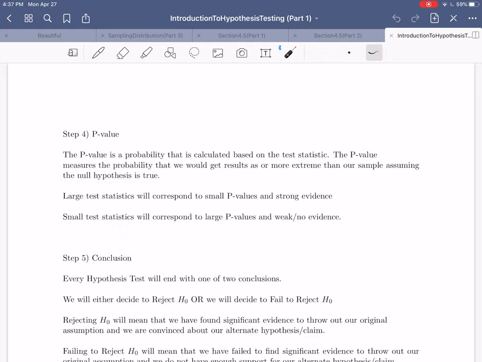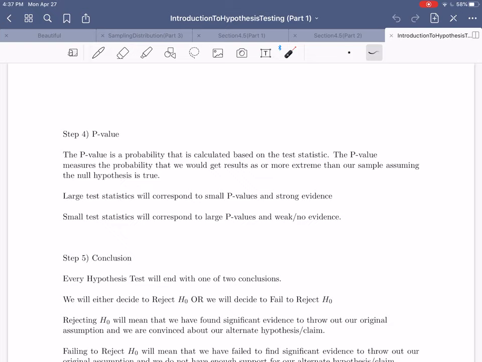Generally speaking, we're going to have these two flows of logic. Large test statistics, which we know means that our data is very different than what we expected, will correspond to small p-values. Something that is very different than what we expected shouldn't happen very frequently. In other words, it'll be a small p-value. And that'll be strong evidence against that null hypothesis and for our alternate hypothesis.